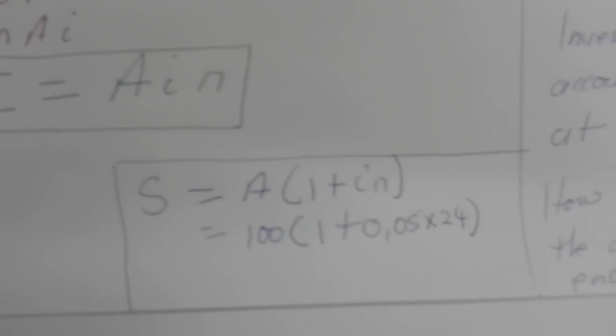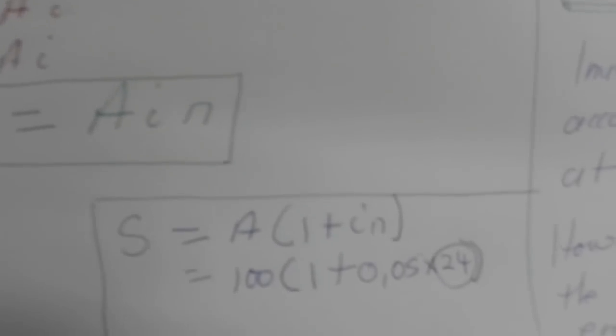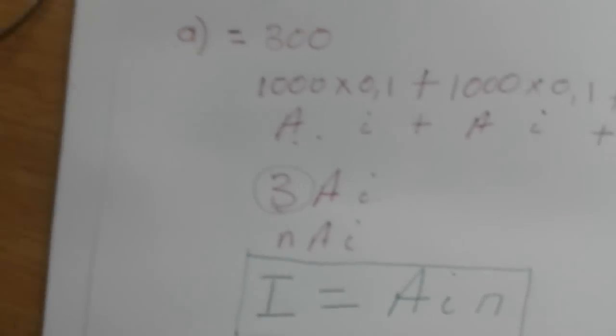I want you to take note of the 24 and the 3 that we used in the previous question. Where is my 3? That 3 there. I want you to notice the difference, because it was per annum and 3 years. This is now per month for 2 years. So how many months are there in 2 years? It's 24.